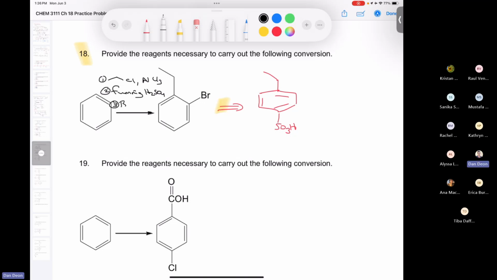So for step 3, we're going to use Br2 and FeBr3. So that would put everything where we need it, but now we need to remove the sulfonic acid. So we'll put dilute H2SO4, like that. And that takes care of the whole kit and caboodle.